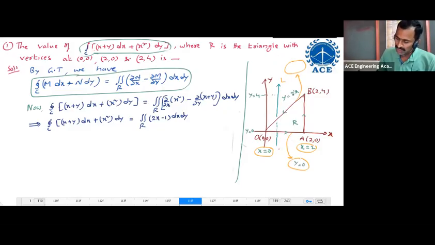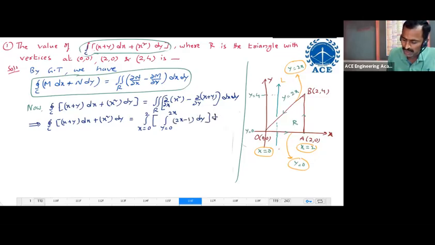The equation of the leaving curve is y equal to 2x. This is y equal to 2x. Like this, we can find the limits. Now here are the limits. Integral x equal to 0 to 2, integral y equal to 0 to 2x, (2x minus 1) dy, and then dx, equal to.